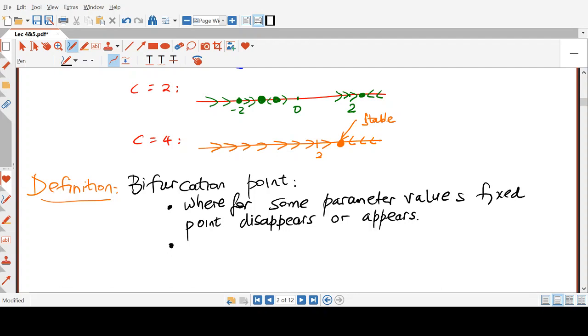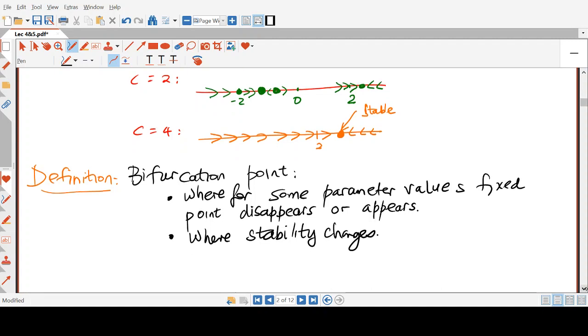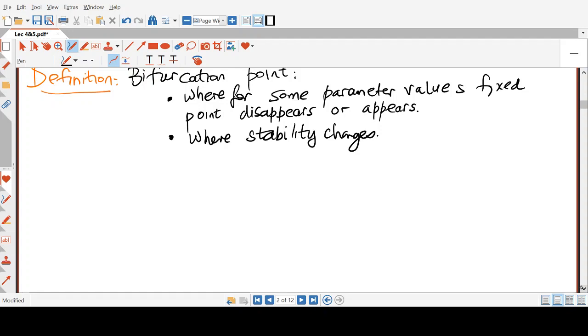And it could also mean a point where the stability changes. So maybe for some parameter values the thing is stable there, for other parameter values it is unstable there. Then that's what we call a bifurcation point. Right, now let's take the first type of bifurcation point, which we have done already. The first example there was a bifurcation with the parameter c varying.